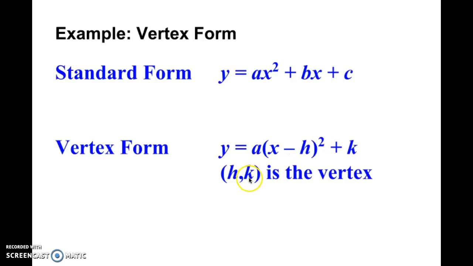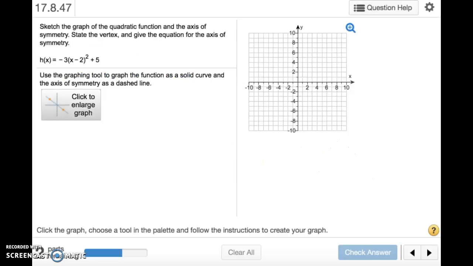So let's look at a few examples for Math Excel. Alright, so this example is going to ask me to sketch a graph, and it also wants me to include the axis of symmetry, so we're going to have to make sure that we remember to do that. And down here, it tells me that I need to make the axis of symmetry a dashed line and my quadratic a solid curve. So I'm going to show you how to do both of those things after we get through this information.